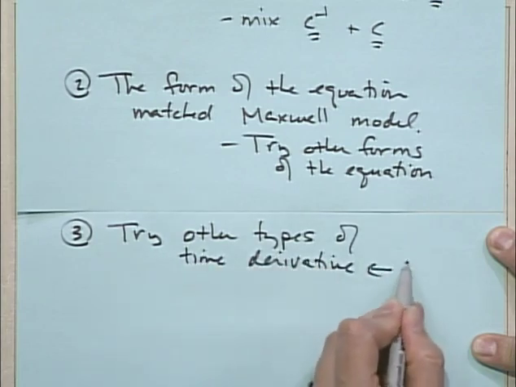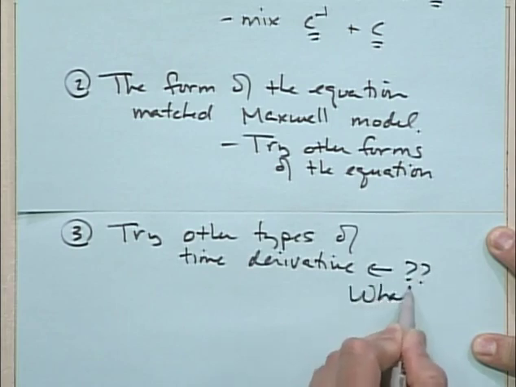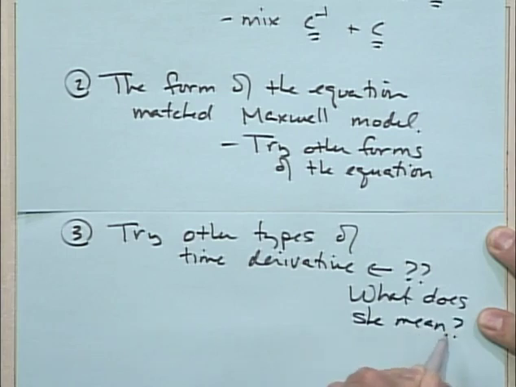And this is confusing. What does this mean? What does she mean? And that'll take me a little something to explain. Try other types of time derivative.